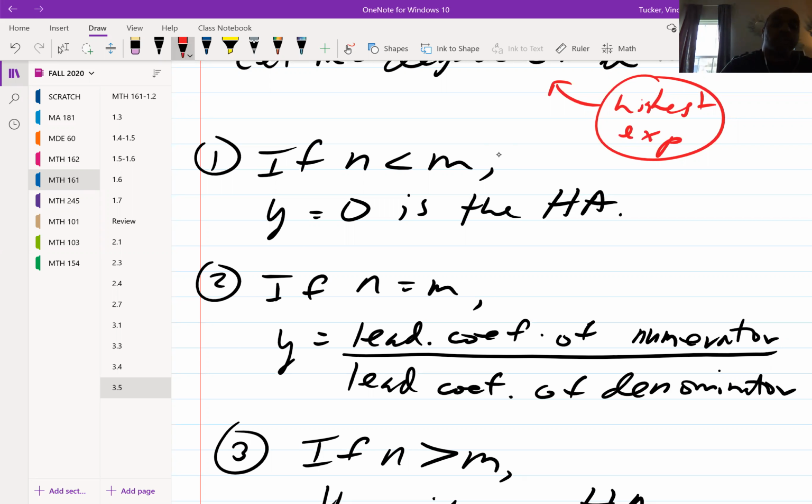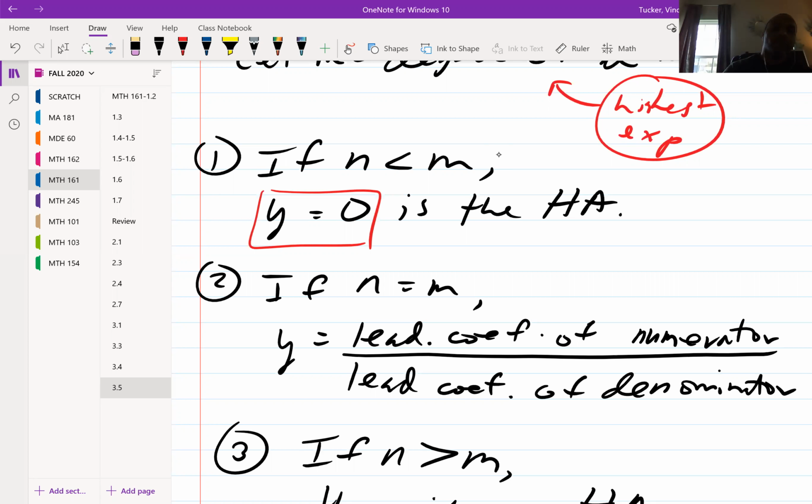Once again, notice here now we're using y. Remember before when we were looking at the vertical asymptotes, we were looking at x. Now we're looking at y. So y is equal to 0 if the highest exponent in your numerator is less than the highest exponent in your denominator.